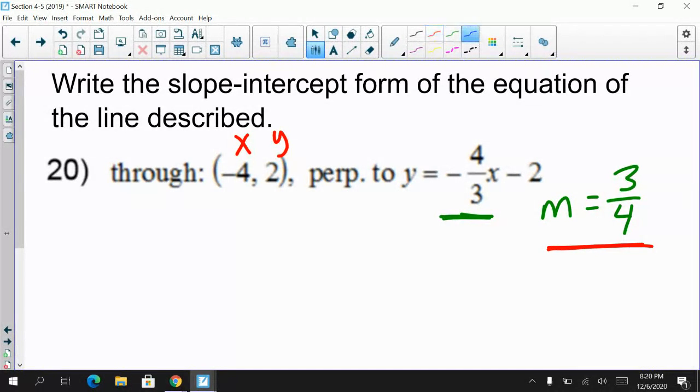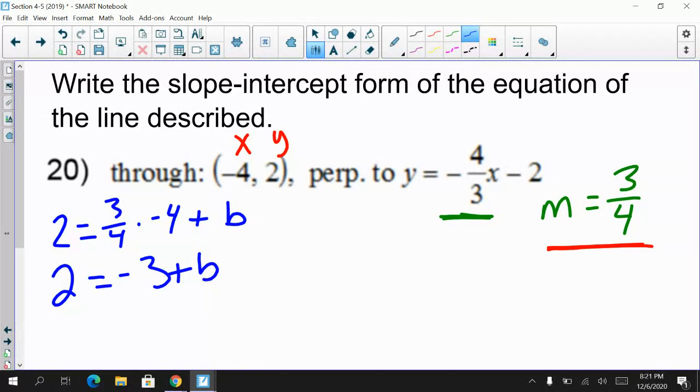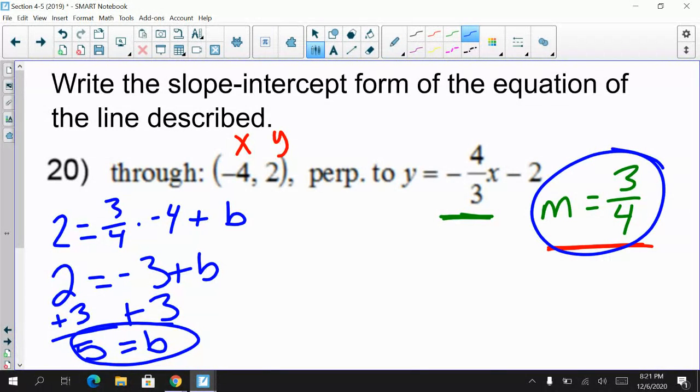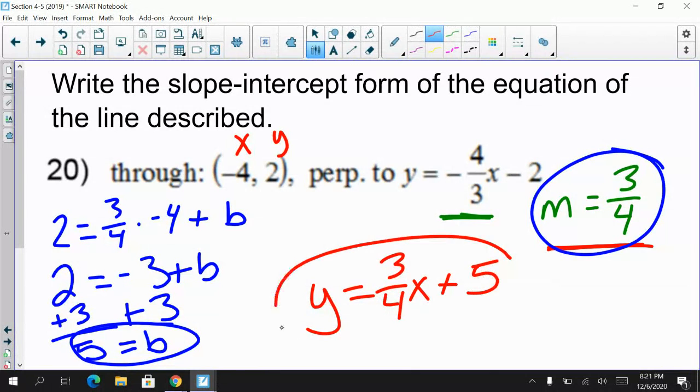So let's write an equation. y equals mx plus b. Use your calculator here when you get these fractions. 3/4 times -4 is -3. Add 3 to both sides. I get 5 equals b. Here's m, here's b, so let's write my final equation. I'll do it in red. Final answer is y equals 3/4 x plus 5.